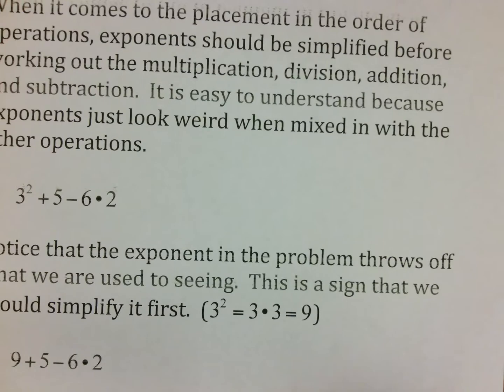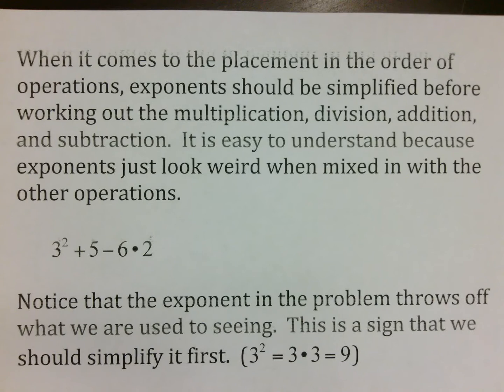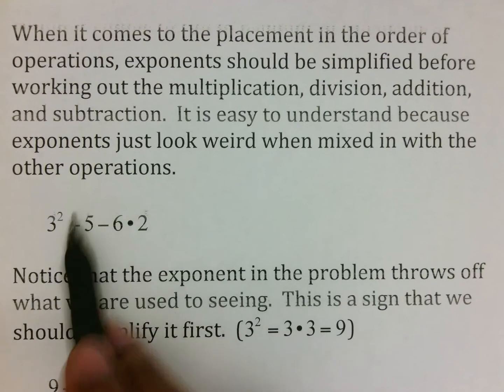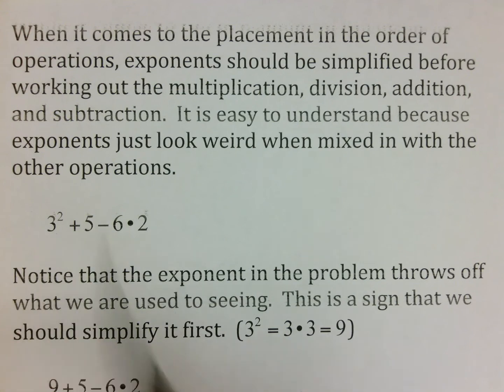When it comes to the placement in the order of operations, exponents should be simplified before the multiplication, division, addition, and subtraction, the stuff that we did yesterday. It's easy to understand because exponents just look weird. Whenever you look at the problem, it doesn't look like yesterday. It looks like something where it just throws everything off. So if you look at this problem here, notice that this exponent is the only part that throws off what we're used to seeing, and that is a sign.